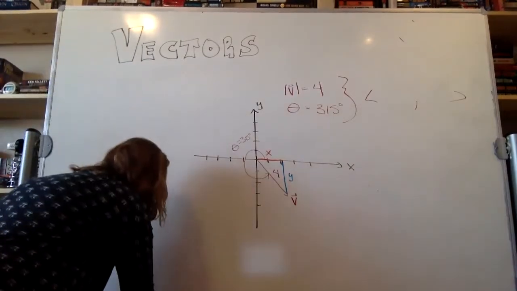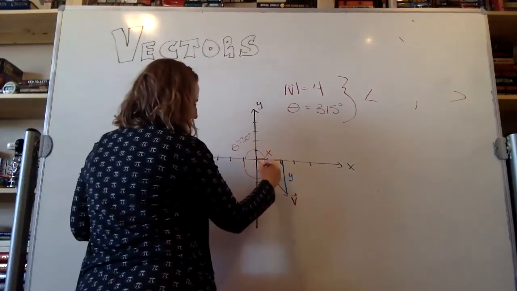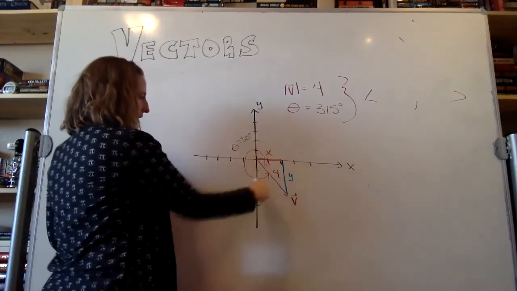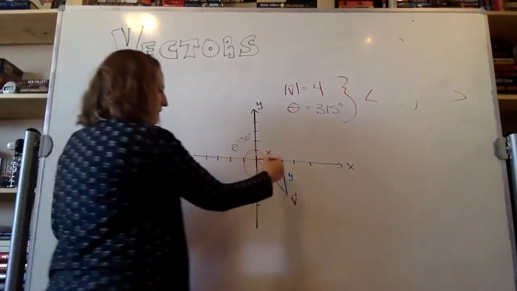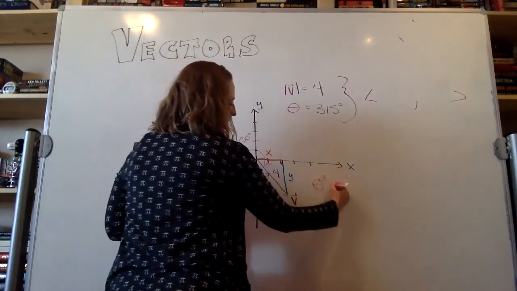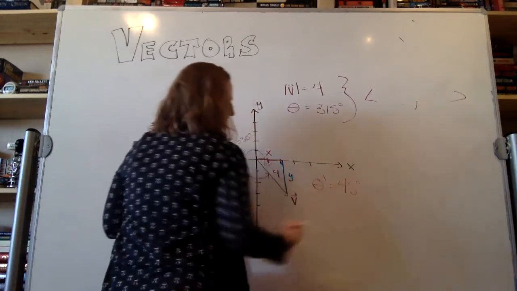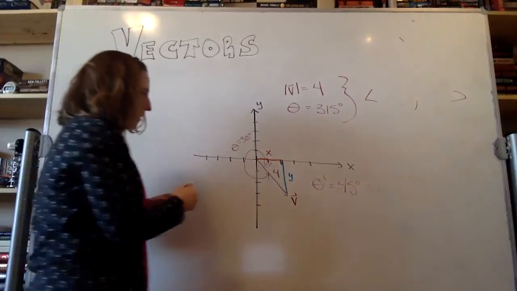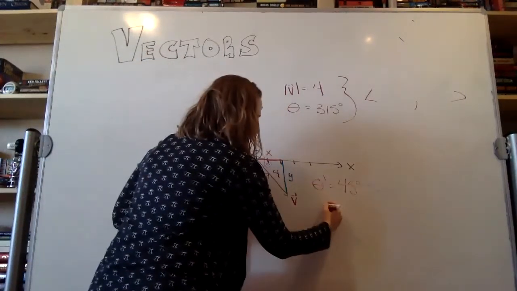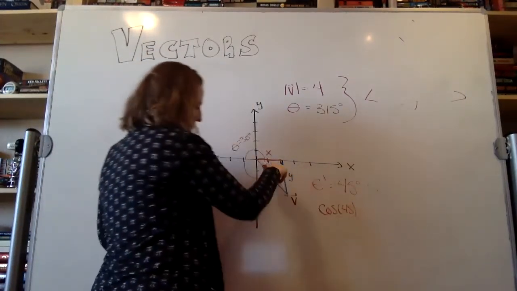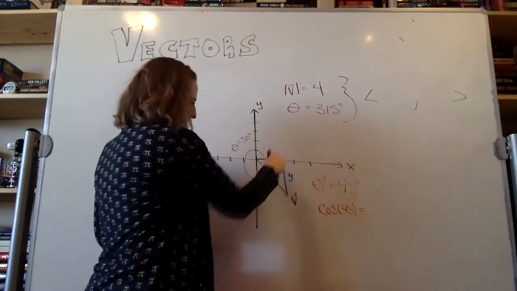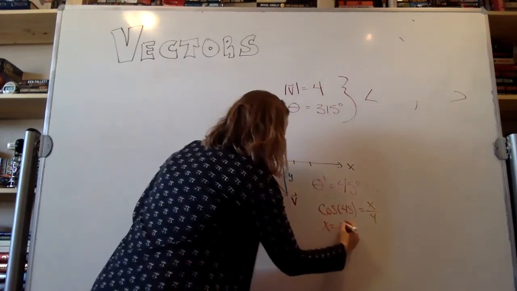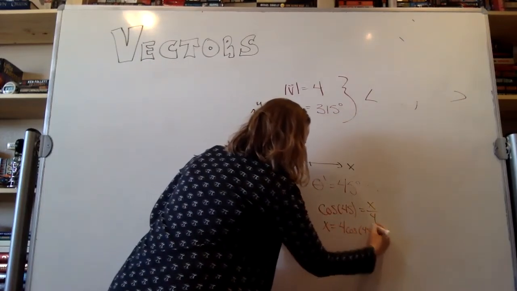So first, let's think about our reference angle. Our reference angle is going to be right inside here. And to find our reference angle, we're going to take 360 and subtract 315. 360 minus 315 gives us a reference angle, theta prime, of 45 degrees. And now we're going to use our sine and cosine relationships to find our x and y. Our x is given by cosine of 45, looking at this triangle, equals adjacent x over 4, which means x equals 4 times cosine of 45.